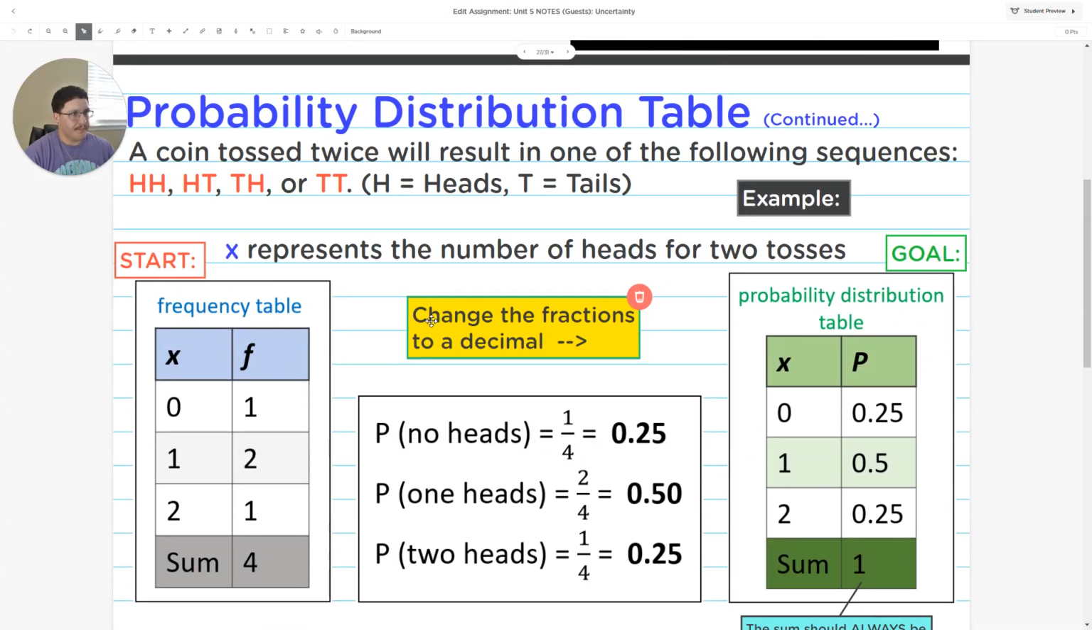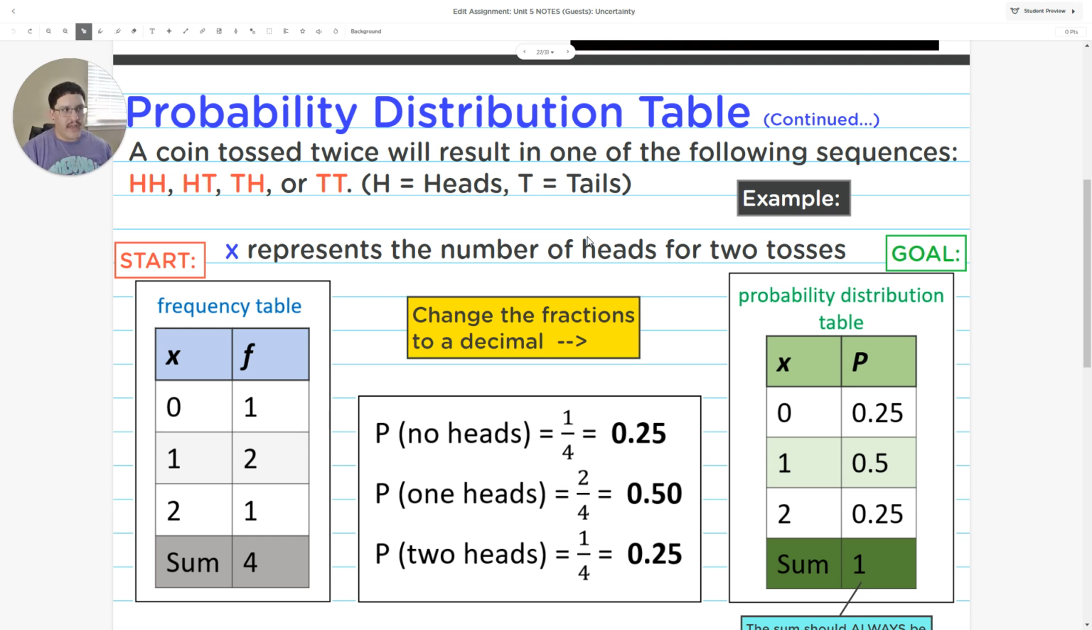All right, now let's talk about how to change a frequency table into a probability distribution table. So let's look at this example. A coin tossed twice will result in one of the following sequences. So I get heads, heads after tossing a coin twice, heads, tails, tails, heads, or tails, tails.